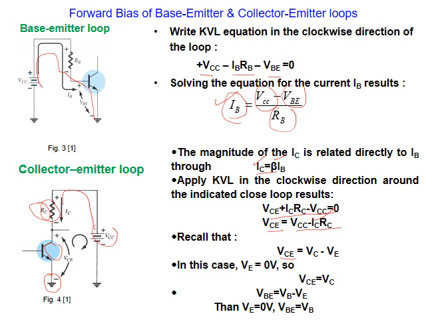So VCE equals VC minus VE, and since VE is 0, it is equal to VC. The same thing for VBE, equal to VB minus VE, and VE is 0, so it's equal to VB.